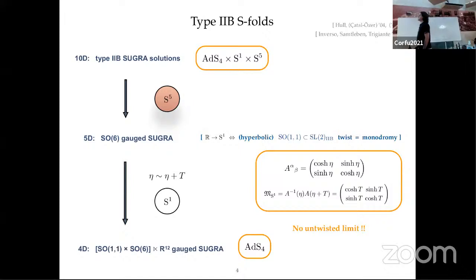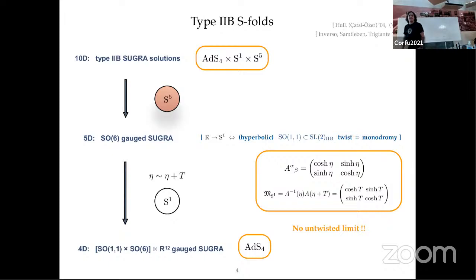So let me start by describing what these S-folds are in 10 dimensions. They are solutions of 10-dimensional type 2B supergravity of the form AdS4 × S1 × S5, where S5 is the 5-sphere. You can think of this as a background which consists of a 5-sphere piece, and then there is an additional S1 with coordinate eta that I will make periodic with periodicity T.